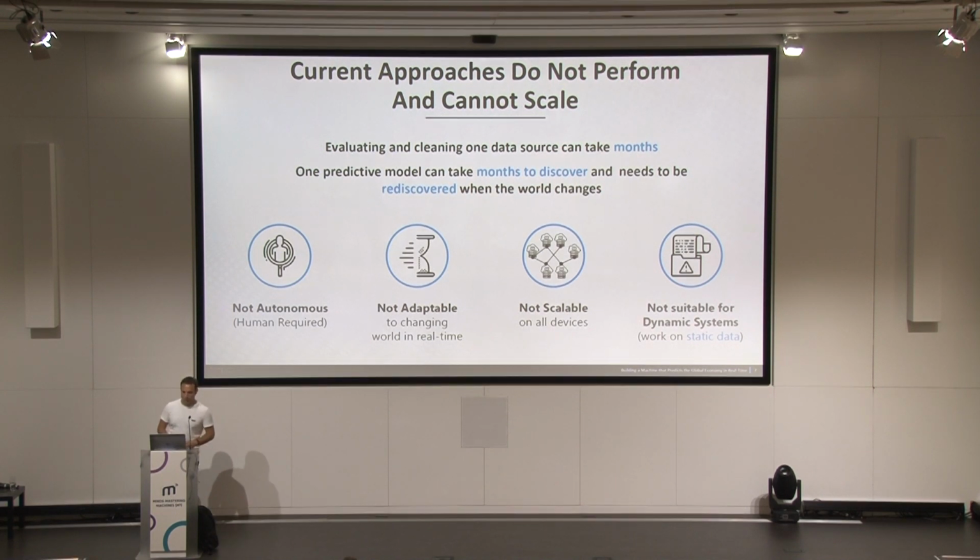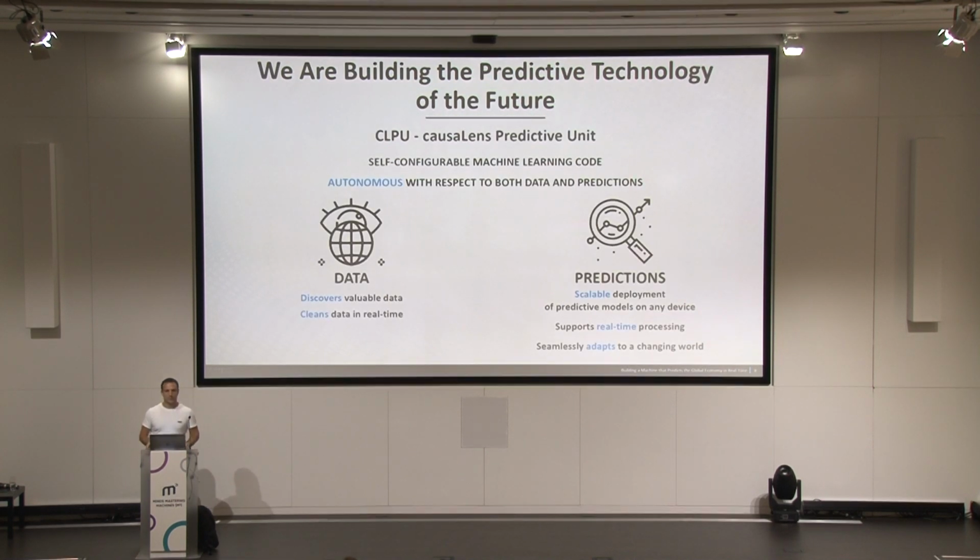So that's this notion of adaptability. We need technology that can realize when the world around it has changed, when the processes that generate the data have fundamentally changed, and we need a way to reconfigure the model. So that's a lot of criticism for the current technologies, but let's talk a little bit about the future.